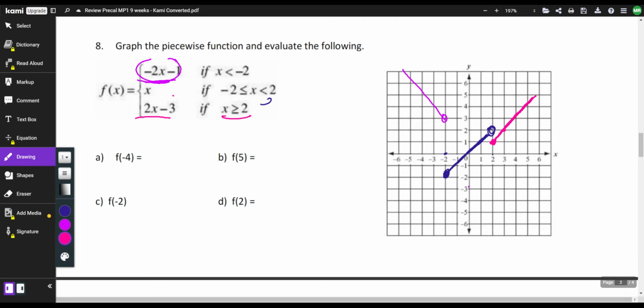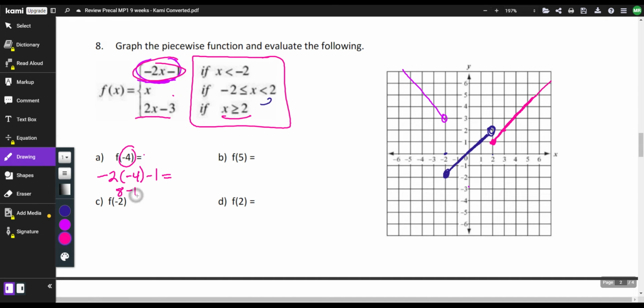Now the evaluate part is really simply just putting this number inside of the equation, but we have to figure out which one it is. So for -4, we have to look through all of these and say, where is -4? Is it greater than 2? No. Is it between -2 and 2? No. Is it less than -2? Yes. So we're going to evaluate this one with this number. That's 8 minus 1, which is 7.